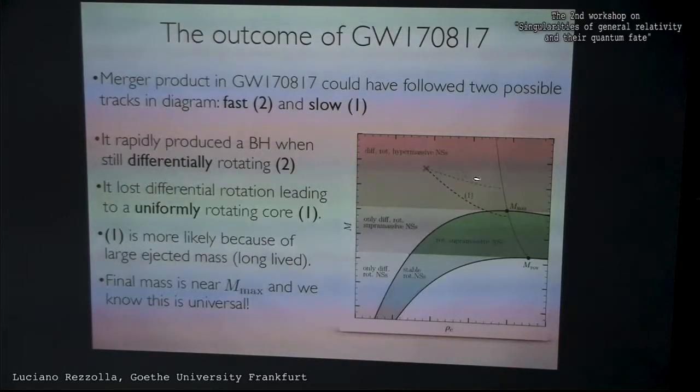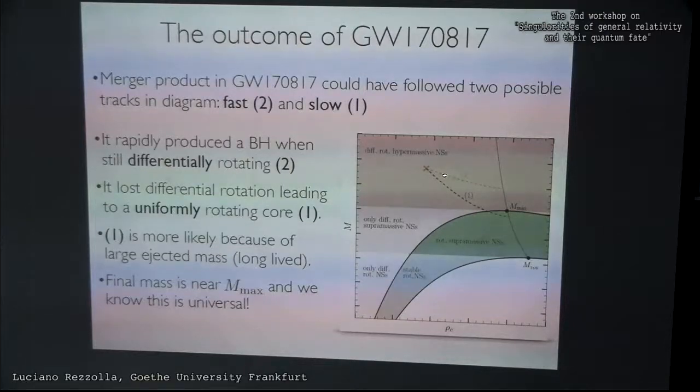Let me tell you why route number 2 is excluded. Route number 2 is excluded because this is run very quickly in time. Essentially, this is for a system that would have collapsed almost immediately as a differentially rotating object. But we see that the gamma ray burst comes 1.7 seconds later, and we see that there is a lot of matter which has been ejected. And so this means that the system has survived at least 2 seconds. And this means that it cannot be trajectory number 2, but actually has to be trajectory number 1. And this also means that trajectory number 1 must have ended up very close to the maximum mass.